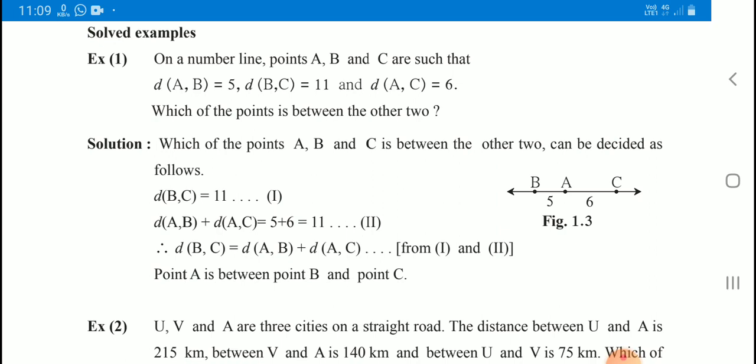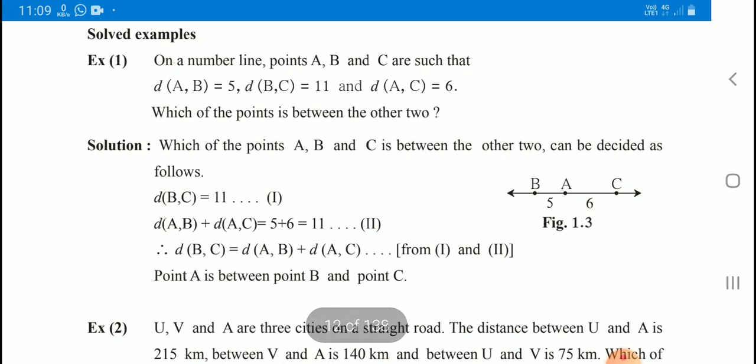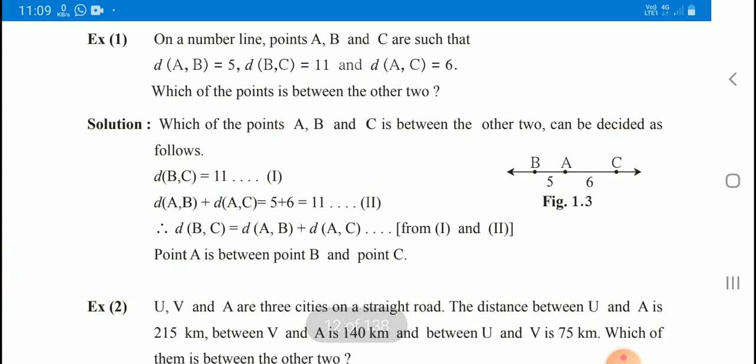Which of the points A, B and C is between the other two can be decided as follows. We will decide which point is in between the other two points. So distance BC is equal to 11. Distance between the points A and B plus distance between the points A and C is equal to 5 plus 6. It is equal to 11. This is our equation number 2. So from the first equation and the second equation you can say that the distance between the points B and C is equal to the distance between A and B plus the distance between A and C. Therefore, point A is between points B and C. So you can say B-A-C.